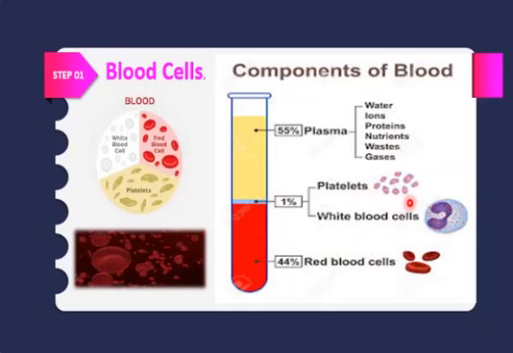And the platelets help to clot the blood and stop bleeding. They are bits of cells broken off from larger cells in the bone marrow, and their main function is to clot the blood and to stop bleeding.